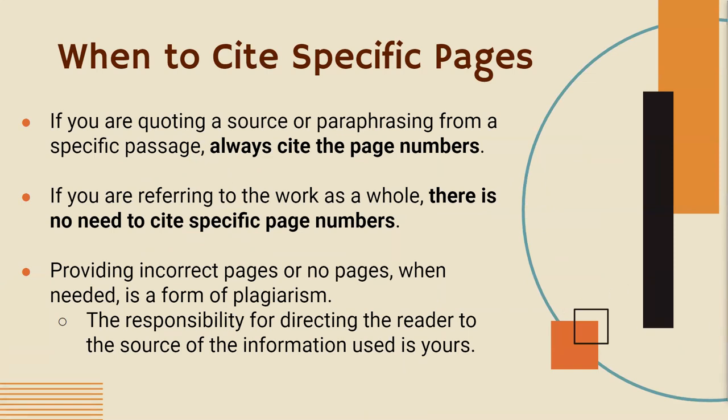And then when we cite specific pages, and oftentimes students have a problem with this. So if you are quoting a source or paraphrasing from a specific passage in a book or a journal or an online web page or an interview with someone, you have to cite the page number. Now, that said, I know that sometimes page numbers are not used in online sources. If that's the case, then you wouldn't be able to. But if at all possible, and there are page numbers noted, you have to put that page number in there. Because really, the responsibility is on you to lead the reader to the section of the work that you're citing. I, as the reader, shouldn't have to go and find that passage.